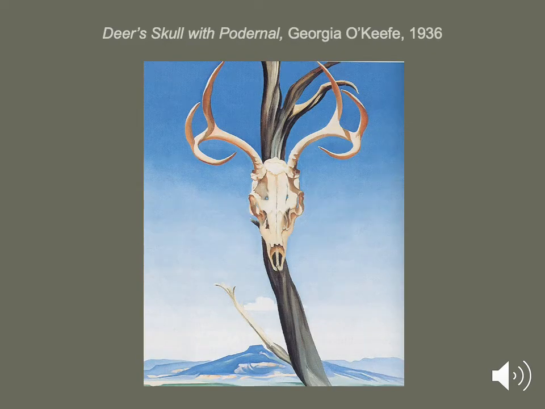So in this artwork, we're going to be discussing both symmetrical balance and asymmetrical balance. This is Deer Skull with Pedernal by Georgia O'Keeffe from 1936. In this work, we have both symmetry, which remember is where we have a mirror image, and then we have asymmetry. So if we look at, first of all, the focal point of this painting is the deer skull.